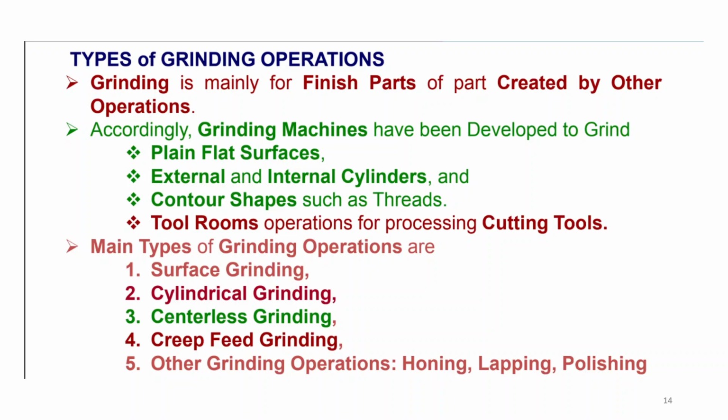Grinding machines have been developed to grind plane flat surfaces, external and internal cylinders and contour shapes such as threads, tool rooms, operations for processing cutting tools. The main types of grinding operations are surface grinding, cylindrical grinding, centerless grinding, creep feed grinding or other operations such as honing, lapping and polishing.